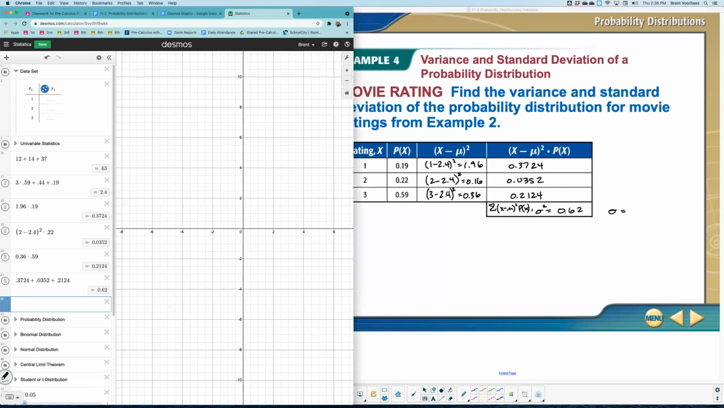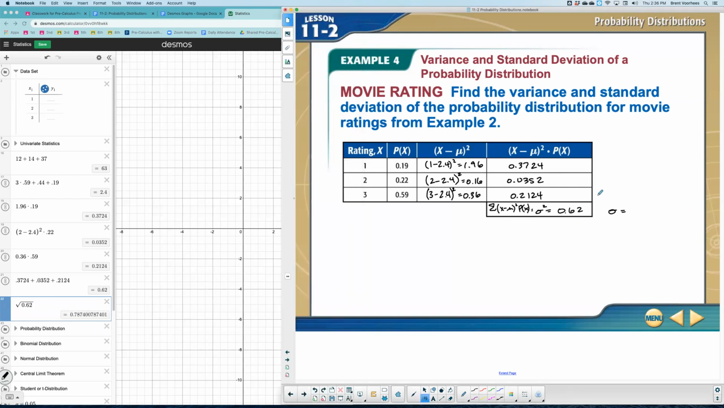So if I did the square root of 0.62, we get that this has a standard deviation of 0.782. That would be my standard deviation. So I'm going to box these up. There's my variance and standard deviation. These symbols here are called sigma.